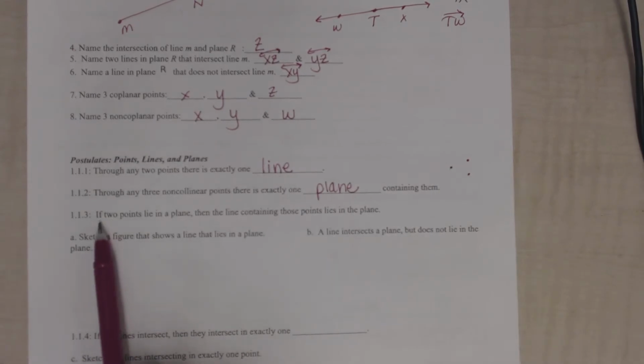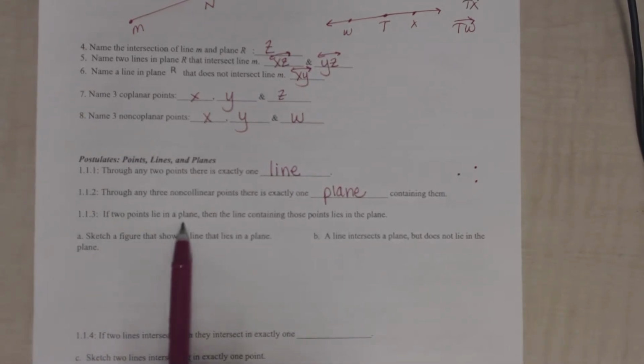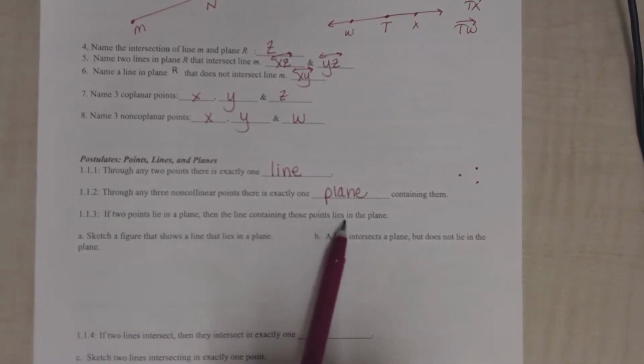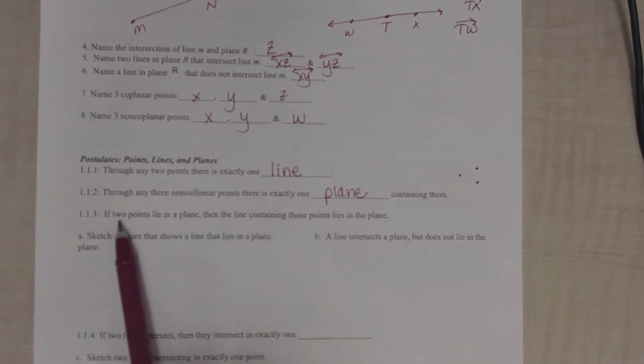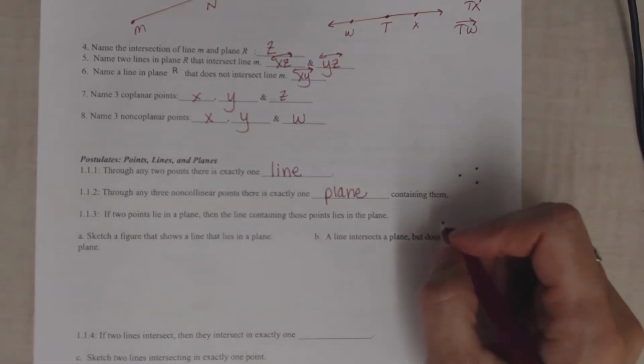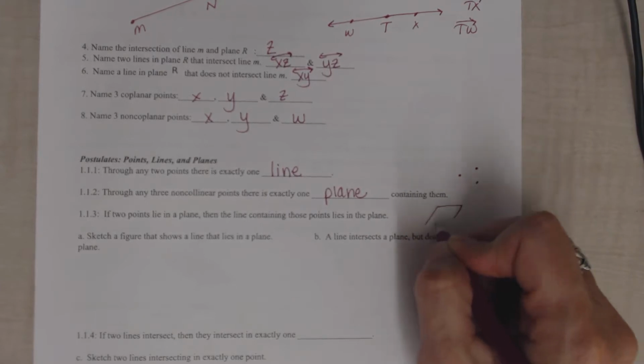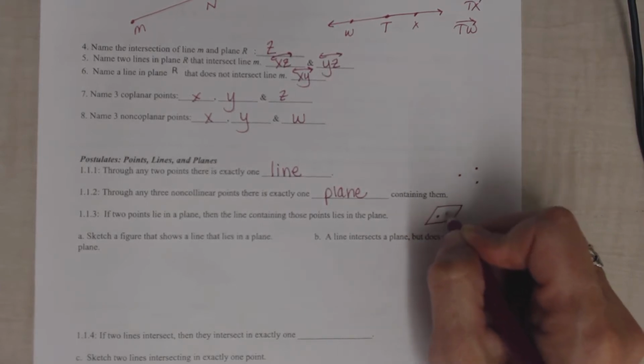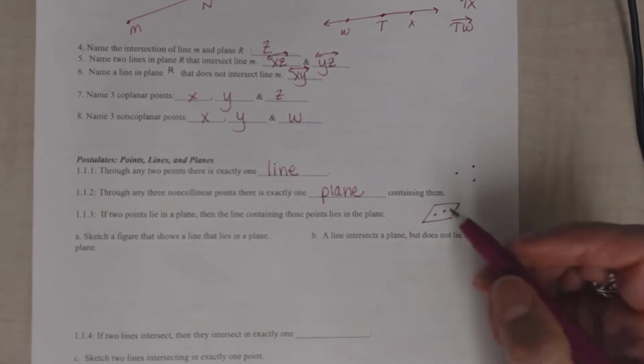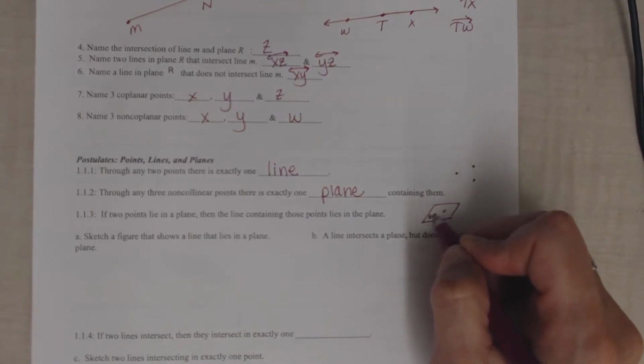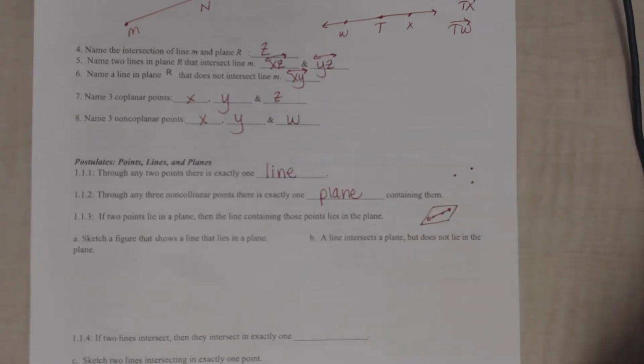All right, if 2 points lie in a plane, then the line containing those points lies in the plane. Okay, so if 2 points are in a plane, let's think about this. Here's 2 points, and they're on this plane. The line that contains those is also in that plane. That makes sense.